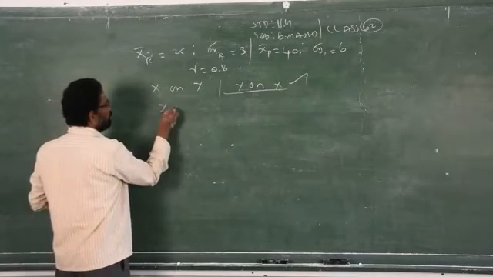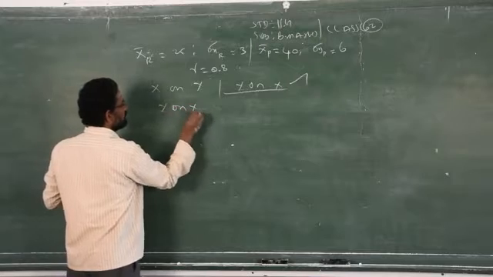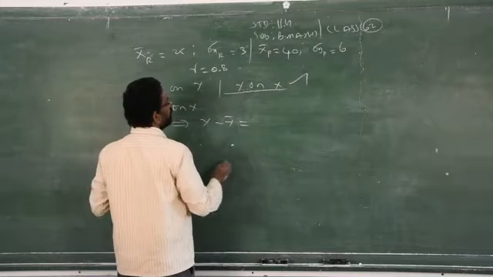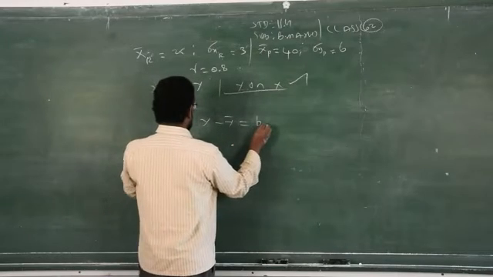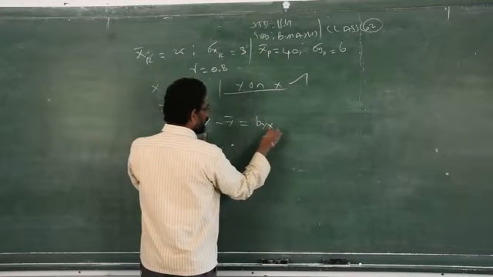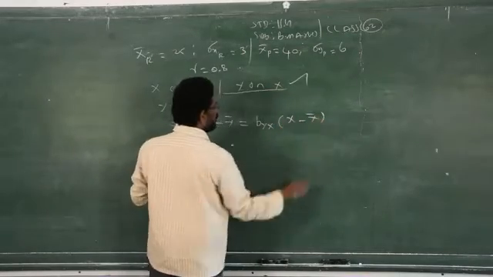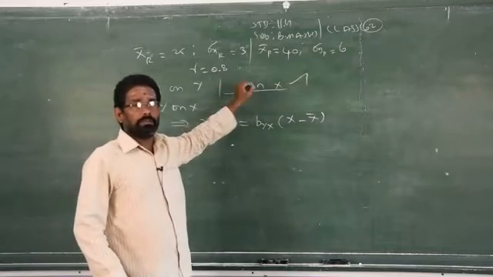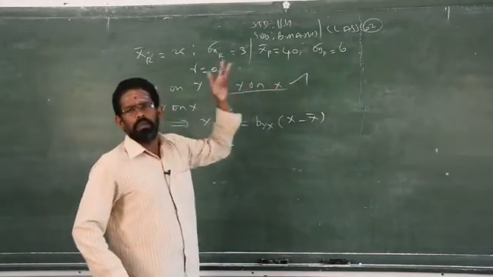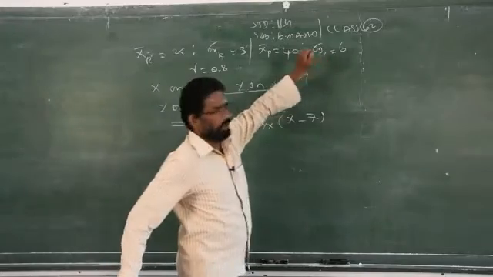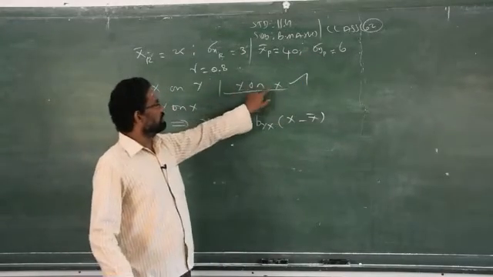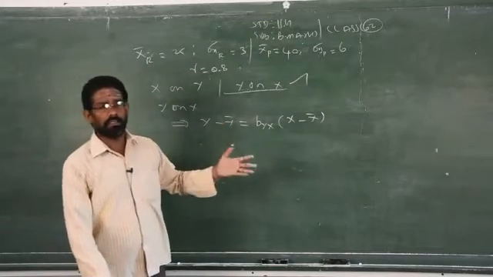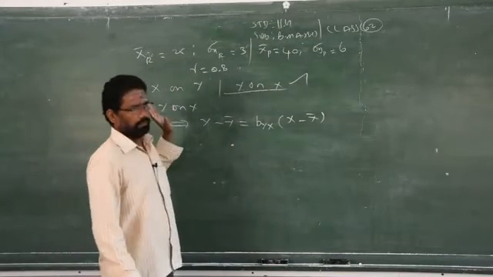For y on x, what is the formula? y on x implies y minus y bar is equal to, what is the formula? b_yx into x minus x bar. This is the formula for y on x. Why do I need to take only y on x? Because x is given, you are asked to find out the production. Production means the y variable. Therefore, it's enough to find only y on x, not necessary to find x on y. Even if you find x on y, it doesn't matter, but there is no mark.